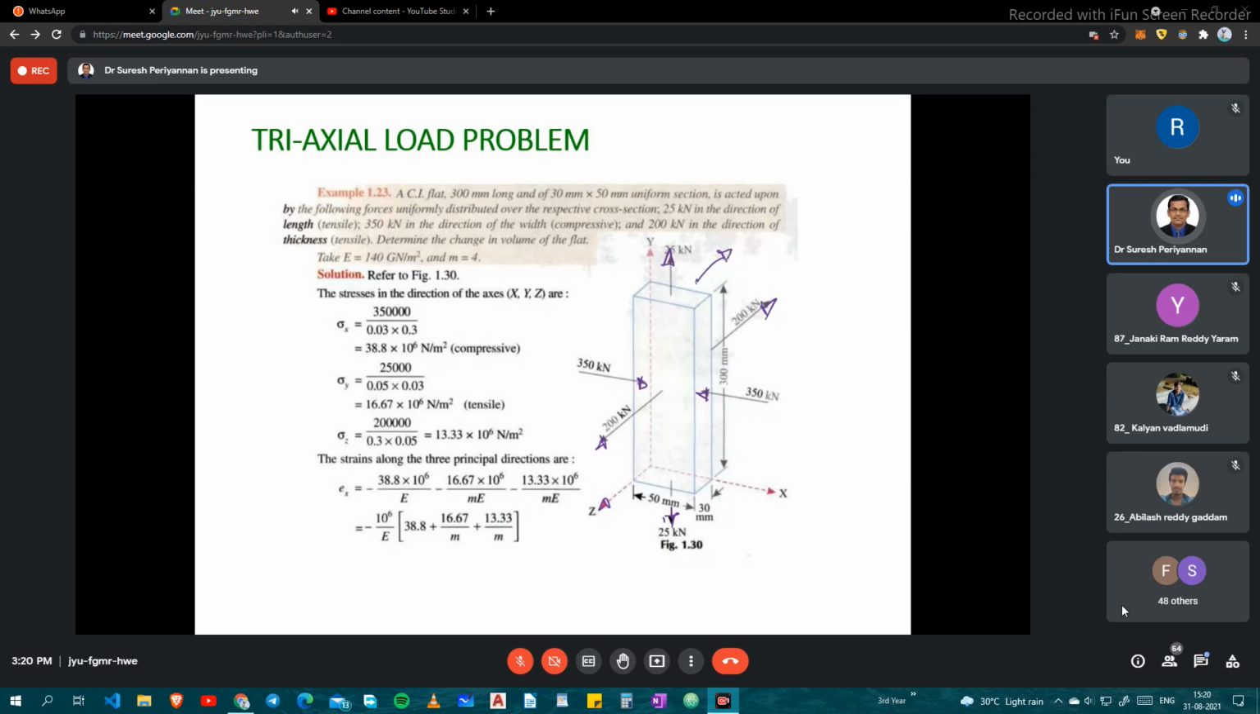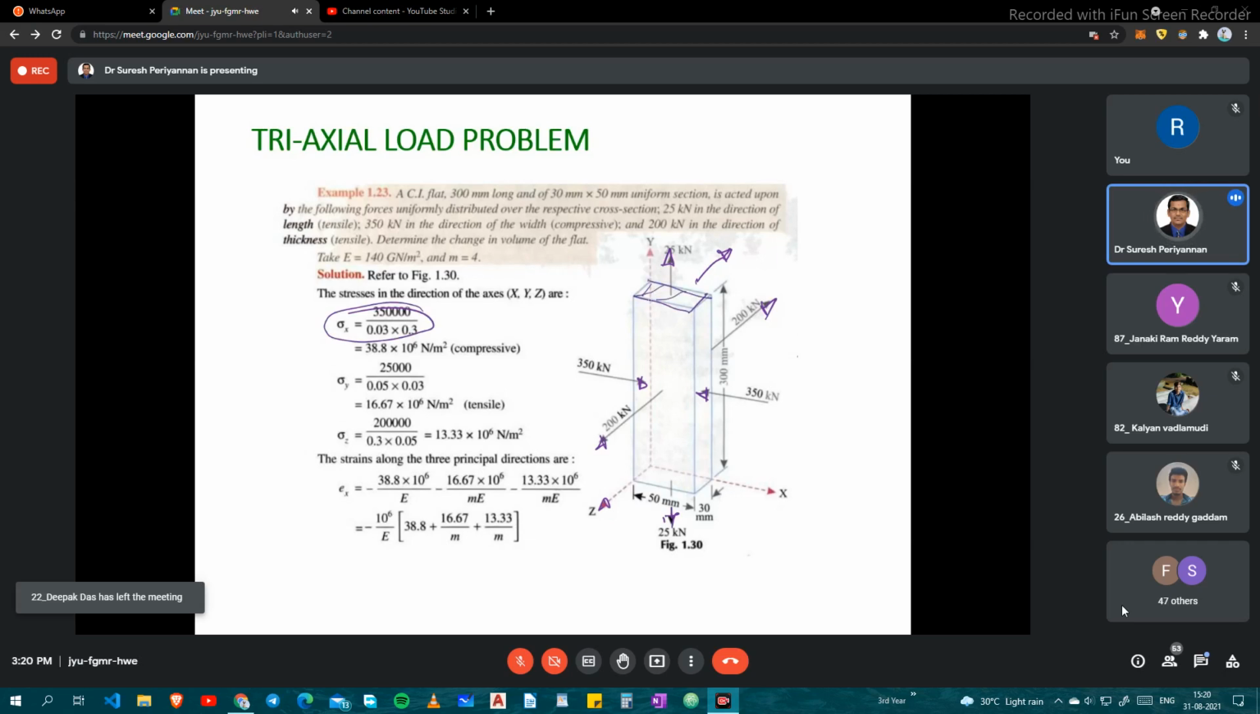The dimensions of the component you know very well. Now our intention is to find out how much change in volume occurs while this triaxial load is acting on this component. Now very simple, find sigma x based on the load acting direction; you consider the corresponding plane for finding the area.